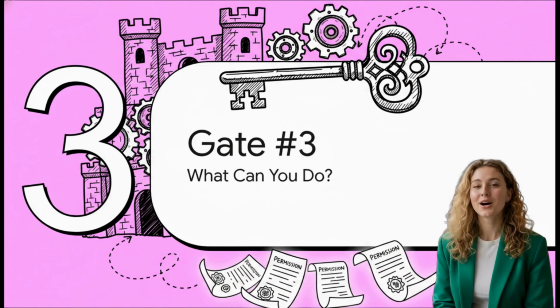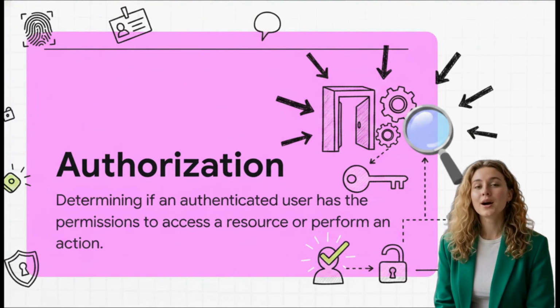Authentication is the key card that gets you through the front door of the office building. Great, you're in. But authorization, that's what determines if your key card can also open the server room door, or the CEO's office, or maybe just the door to the coffee machine. One gets you in the building, the other decides what you can do once you're inside.